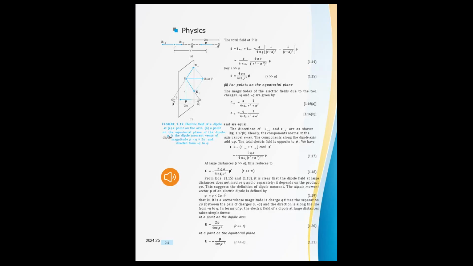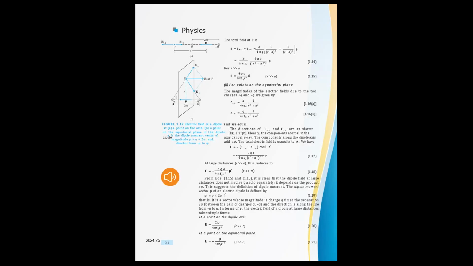Now in the second case, for points on the equatorial plane, the magnitudes of the electric fields due to the two charges plus q and minus q are given by E plus q equal to q by 4 pi epsilon naught into 1 by (r square plus a square), and the field due to minus q is given by E minus q equal to q by 4 pi epsilon naught into 1 by (r square plus a square), and they are equal. The directions of E plus q and E minus q are as shown in diagram 1.17b.